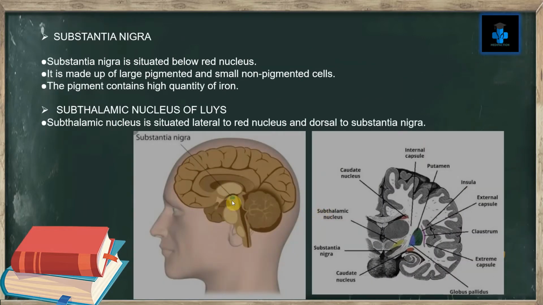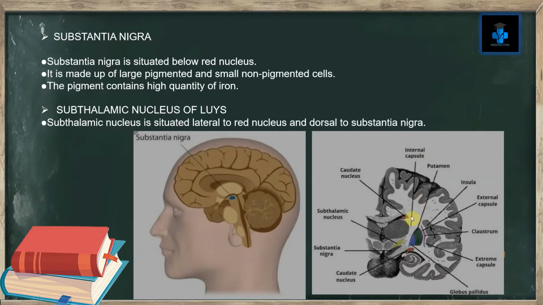Substantia nigra. This right here is the substantia nigra. It is situated below the red nucleus. It is made up of large pigmented and small non-pigmented cells. The pigment contains high quantity of iron. Next is subthalamic nucleus of Luys. Subthalamic nucleus is situated lateral to the red nucleus and dorsal to substantia nigra.